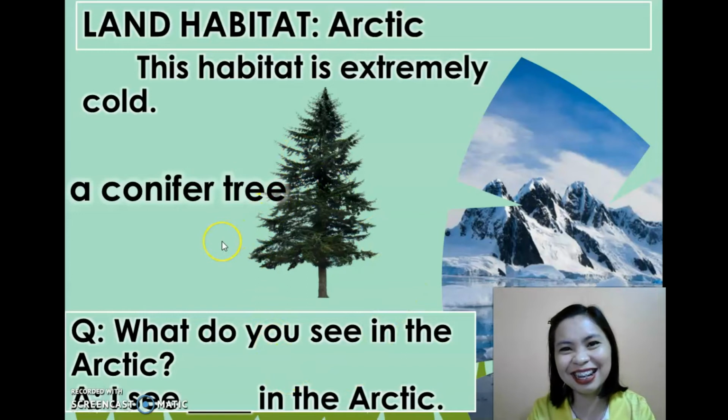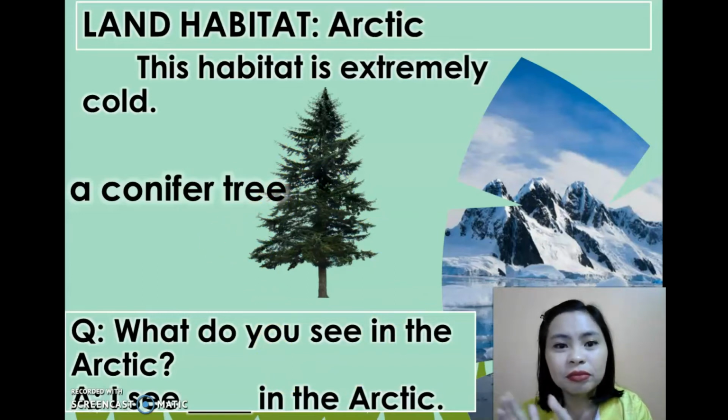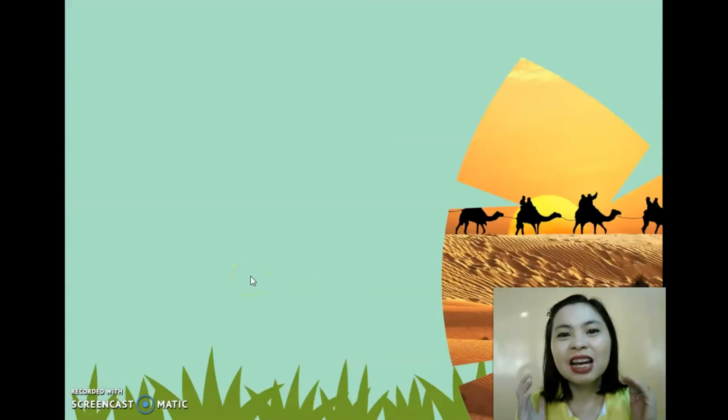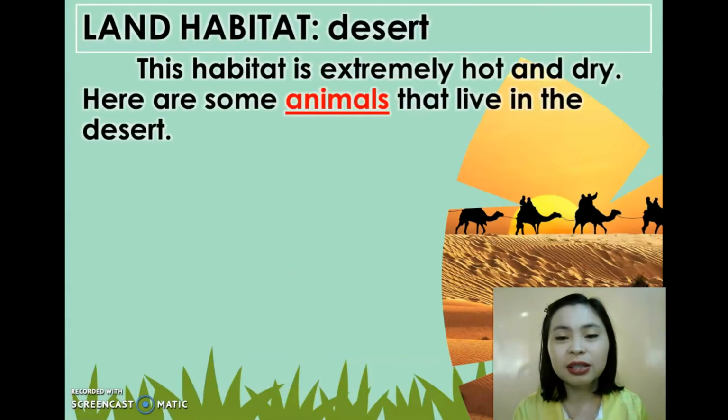Good job. Yay! So, these are the kinds of land habitat where living organisms live in order to survive. Good job. The next land habitat that we are going to study is desert. Desert. Can you say it with me?